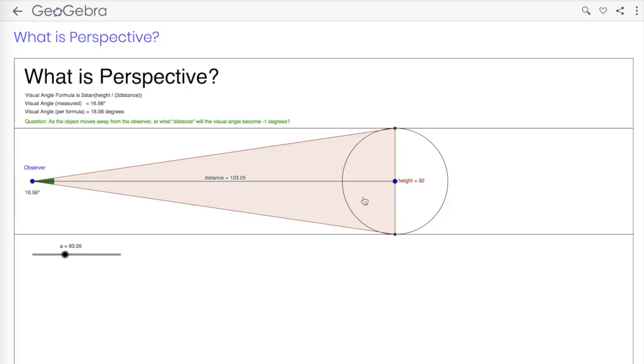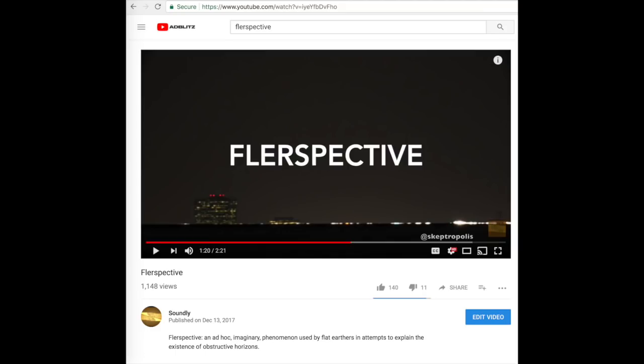So what Jaren is describing here is not perspective, which is intuitive to anyone above a fourth grade level, but instead, Flerspective. And it's at this point that we can just stop watching the rest of the video, as the rest of it is completely based on this faulty premise. Instead, flip over to my Flerspective video if you want more detail on how flat earthers routinely get this wrong.